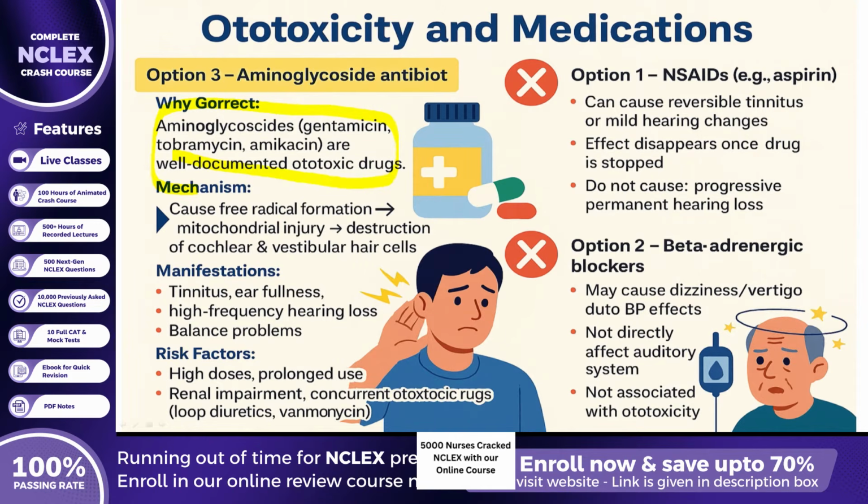reduce toxicity risks. Looking at option 1, the non-steroidal anti-inflammatory drug, we know that drugs like aspirin, especially in higher doses, can cause reversible tinnitus or mild hearing changes due to altered cochlear blood flow. However, this effect is temporary, resolves after discontinuation, and does not typically cause the progressive permanent hearing loss seen with aminoglycosides. Shifting to option 2, the beta-adrenergic blocker.